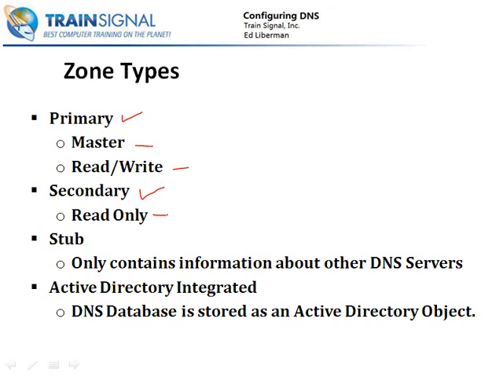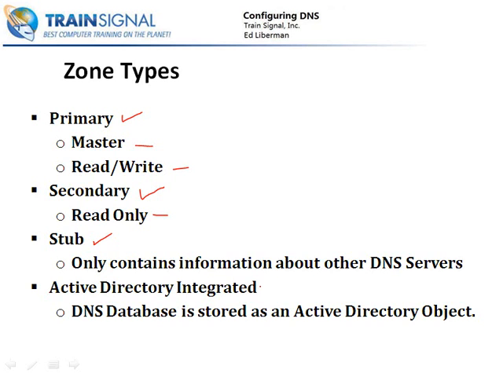So no changes can be made. It has the full database, it can respond to client requests, and it is used for that exact purpose, but updates cannot be made. Now, another type of zone that we now have is something called a stub zone. A stub zone only contains information about other DNS servers. It doesn't have a full database. Now, a moment ago, I had mentioned delegation, or delegating other servers. We're going to talk a little bit more about those delegates and see how it relates to stub zones in a moment.